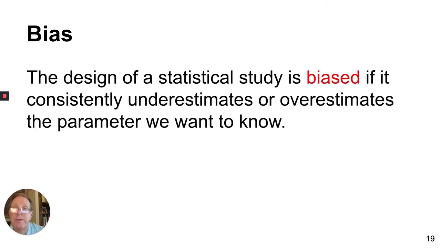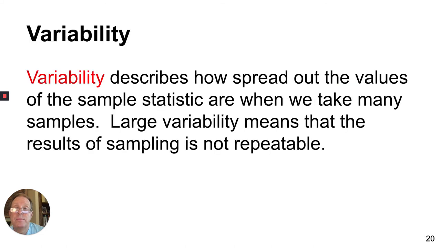Bias. The design of a statistical study is biased if it consistently underestimates or overestimates the parameter we want to know. Variability describes how spread out the values of the sample statistic are when we take many samples. Large variability means that the results of a sampling are not repeatable.